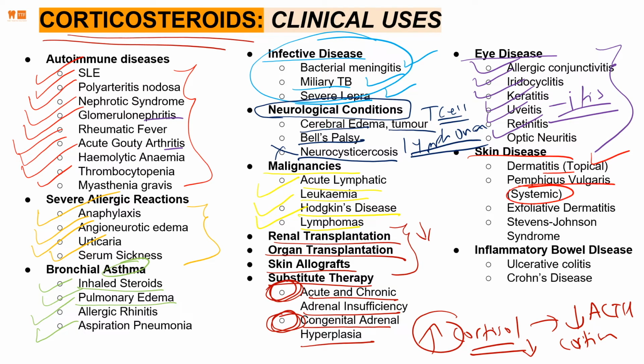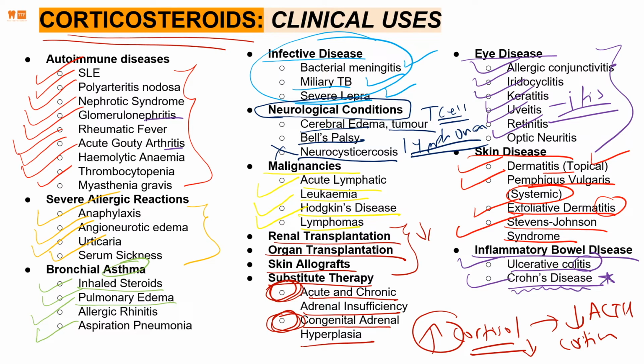Pemphigus vulgaris, systemic. Has to be. It's an autoimmune disorder, guys. Exfoliative dermatitis again. Stevens-Johnson syndrome. Lastly, inflammatory bowel disease, ulcerative colitis. Crohn's disease, also an inflammation of the intestine. Lots of anti-inflammatory actions that NSAIDs fail to treat. Okay.